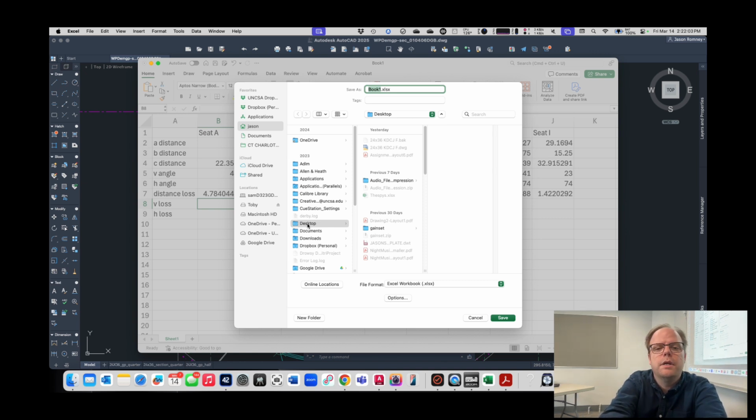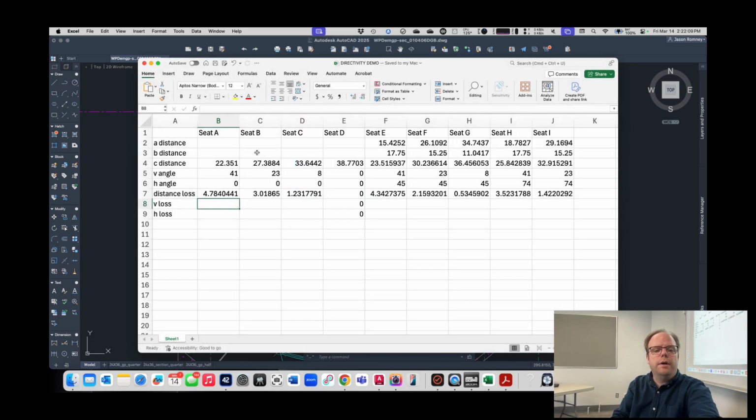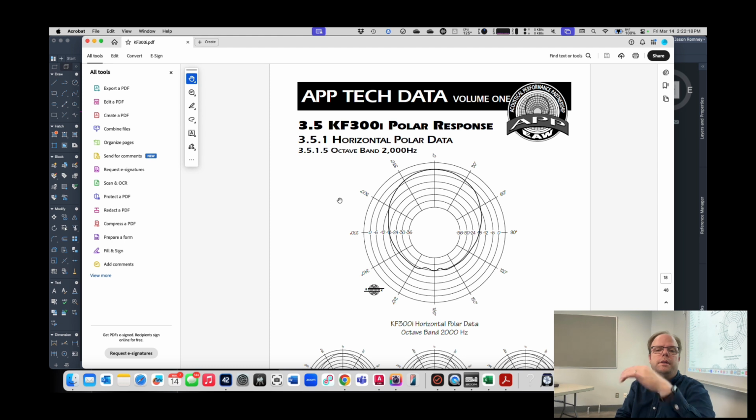I'm going to save this as my Directivity demo. So now I just need to start plugging in the loss that I'm going to incur because of Directivity. Now, I have pulled up the polar plots for this KF300, and in that zip file that I have on Canvas, there's a bunch of different polar plots. You can use those, or if you want to go and find some of your own online for different loudspeakers, you can. Not all manufacturers are publishing polar plots these days because they're now just publishing them in the digital file formats, the Directivity formats, but you can still find them.